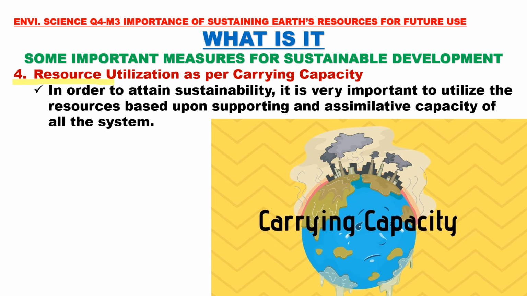Number 4, resource utilization as per carrying capacity. In order to attain sustainability, it is very important to utilize the resources based upon supporting and assimilative capacity of all the system. Carrying capacity can be defined as a species' average population size in a particular habitat. The species' population size is limited by environmental factors like adequate food, shelter, water, and mates. If these needs are not met, the population will decrease until the resource rebounds.